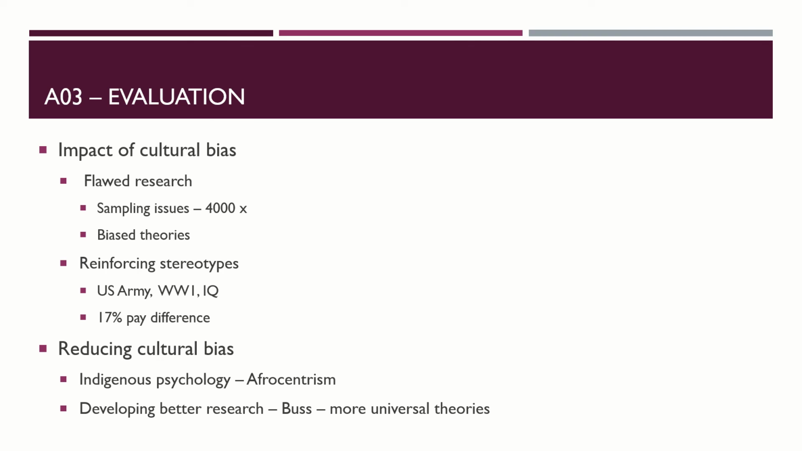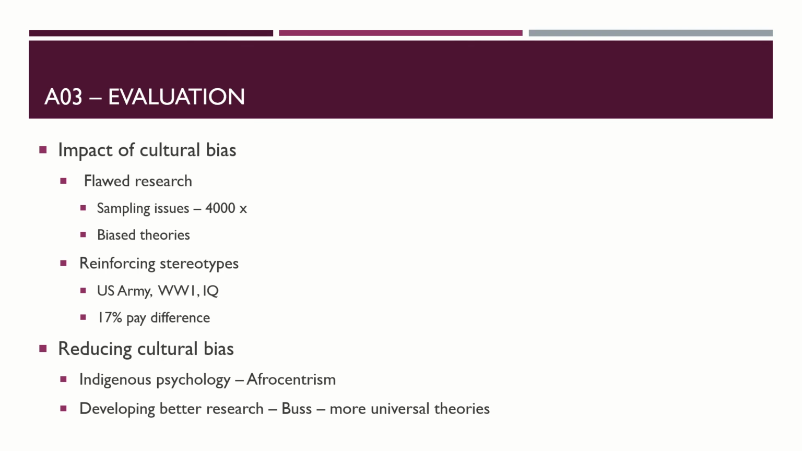So reducing cultural bias can give us much more valid research, and that valid research will more effectively challenge and develop existing theories as well. An example of a very effective piece of research that works as hard as it can to minimise cultural bias was Buss. Buss looked at the idea that we've already touched on last week, that men seek out short-term relationships and women seek out long-term relationships.